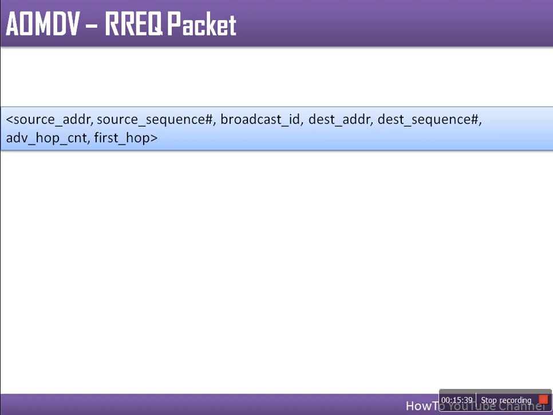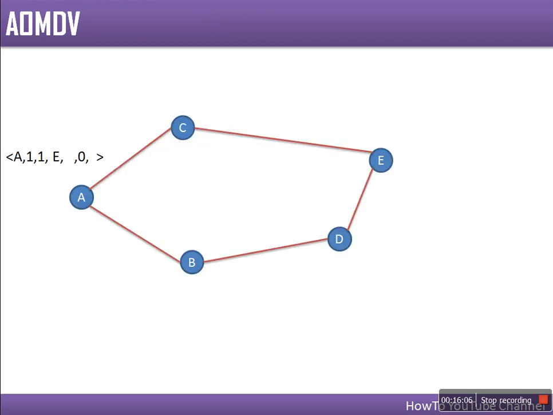So in the route request packet, the only change from the AODV routing protocol is that instead of hop count, advertised hop count is included, and one more attribute is included, that is first hop. What is that? It specifies from which neighbor of the source this packet is coming. So let's take one example, it will clear things up.